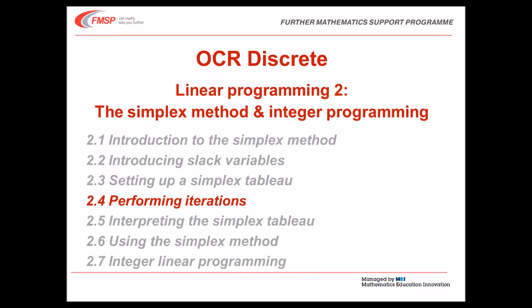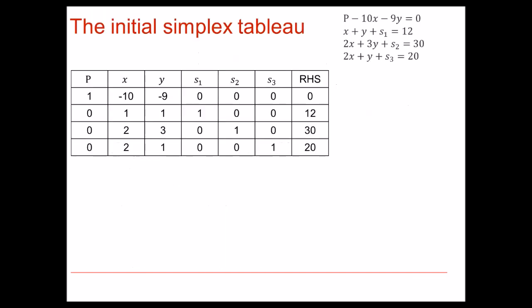Hello, this is the fourth video of a Linear Programming 2 series on the simplex method and integer programming for OCR Discrete Further Mathematics. And we will be performing iterations on the initial simplex tableau. In the previous video, we set up this initial simplex tableau, remembering that the objective function is in the top row, to represent the information in the example augmented linear programming problem, as shown by these four equations here.